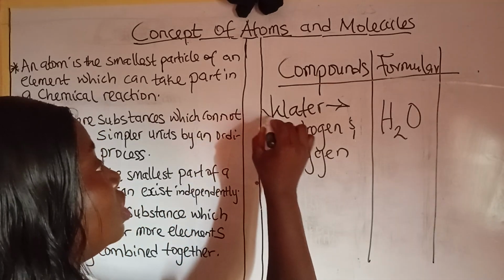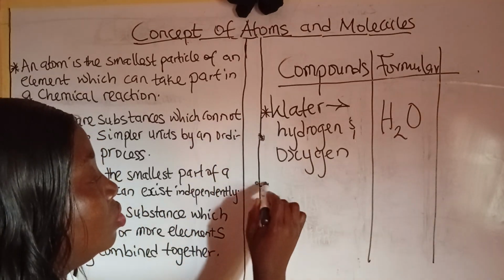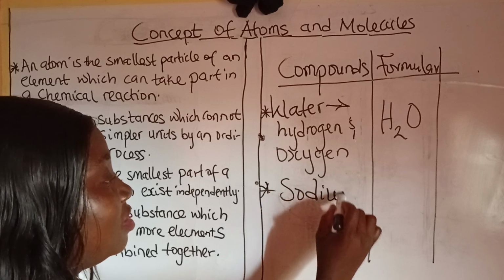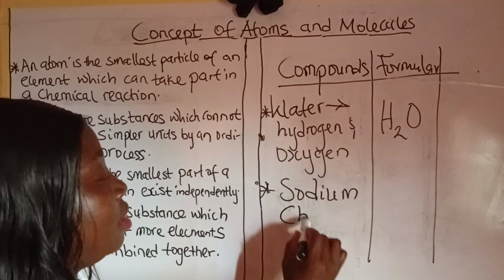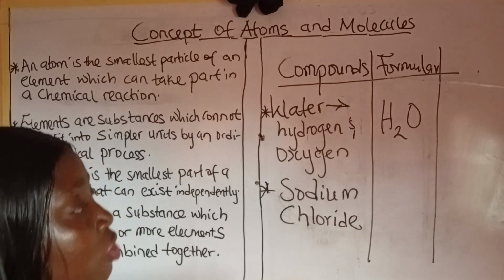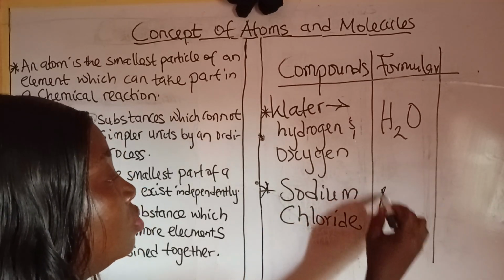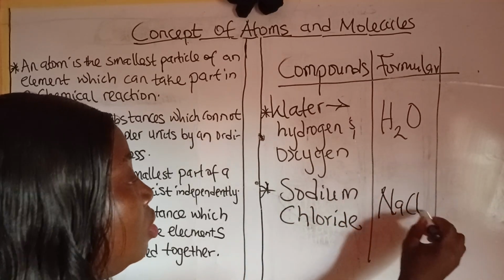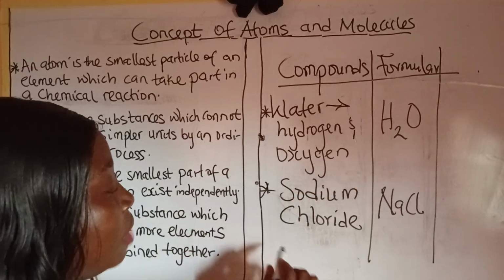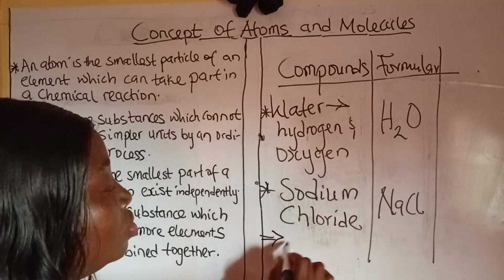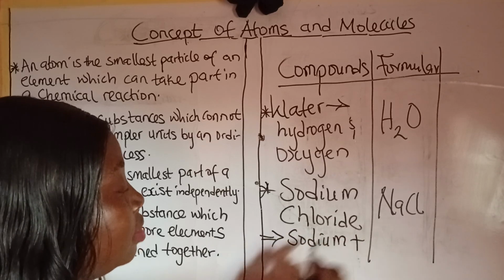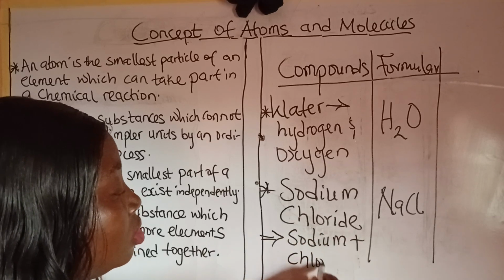Now let's also consider sodium chloride, the common salt in our kitchen. Sodium chloride with the chemical symbols sodium and chlorine, which means this compound was made by reacting sodium and chlorine.